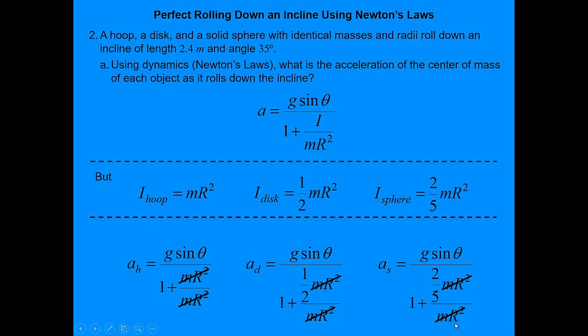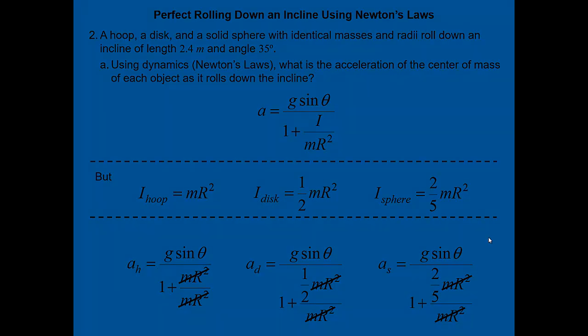Again, I'll show you in class here. I might use a big hoop and a small disk, and the disk will always beat it, whether it's a small disk or a big disk, because of the mass and the radius canceling. Kind of interesting how that works, right?